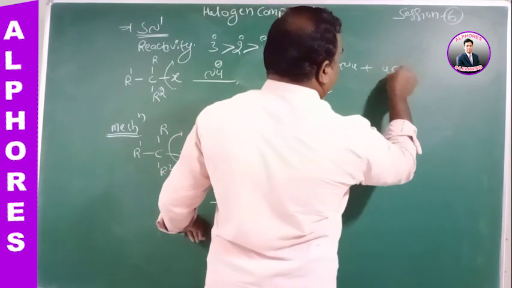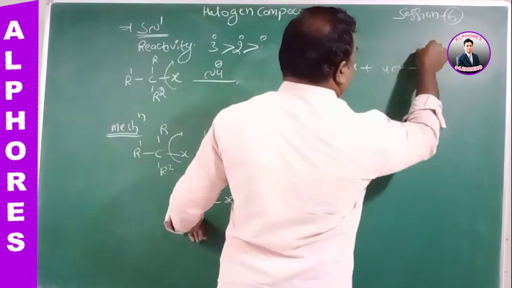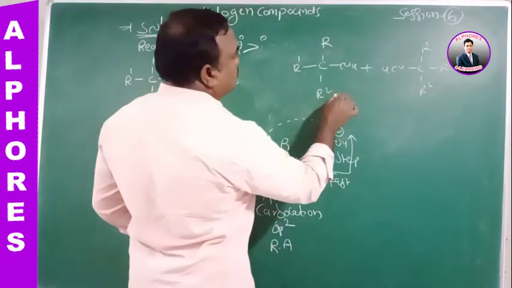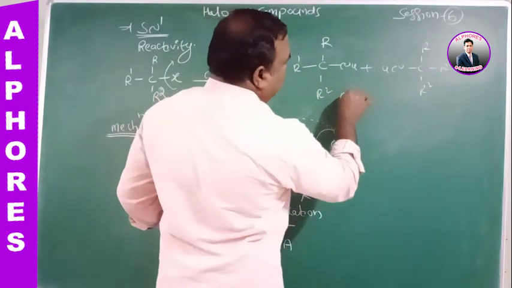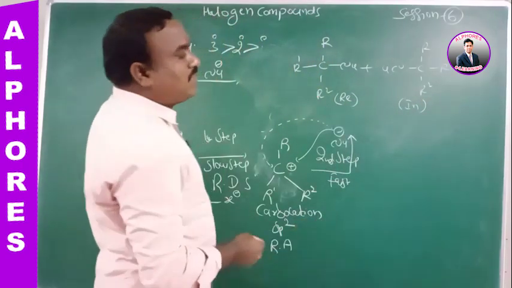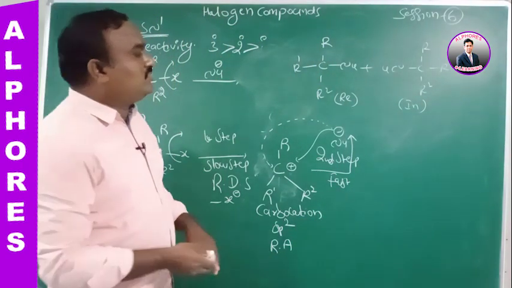So here the final compound means here C, R group, again R1, again R2, here Nu. Opposite position is given: nucleophile, here R group, R1, R2. So retention product, again inversion product. Retention, inversion product.